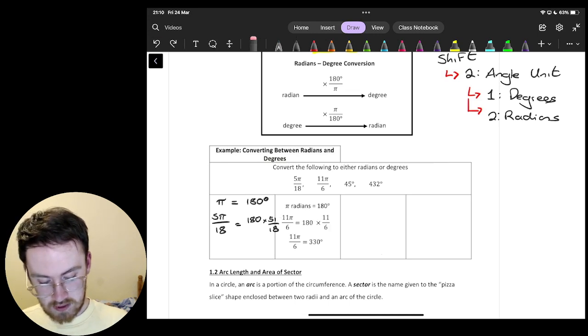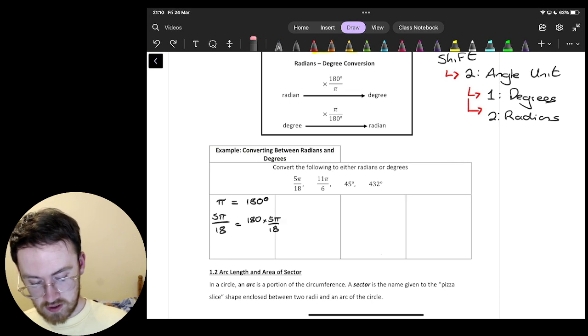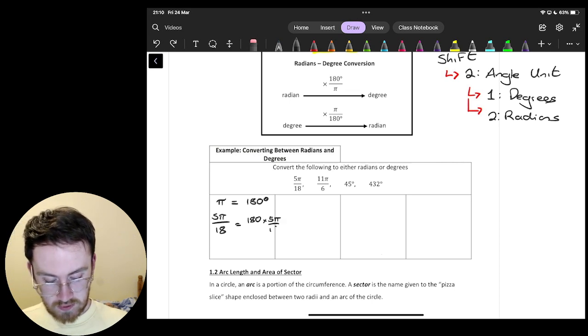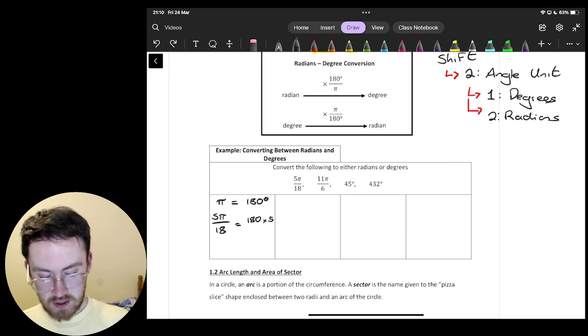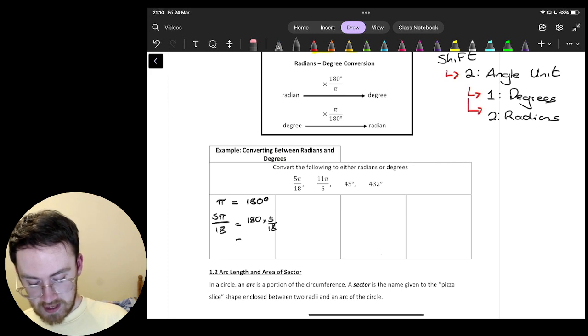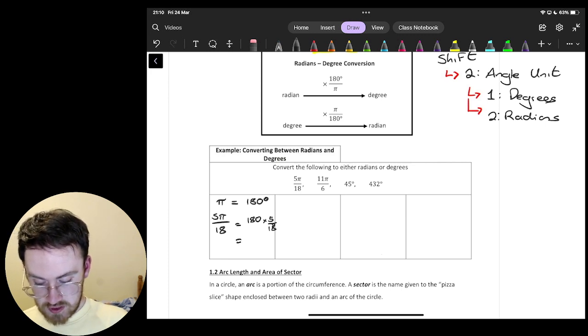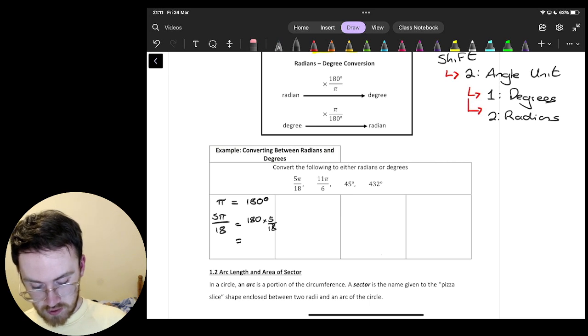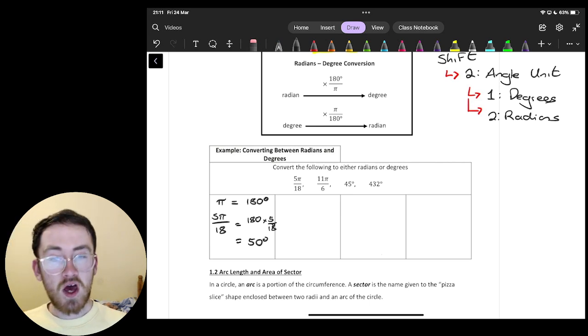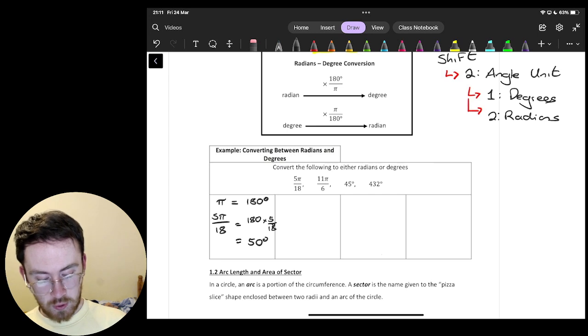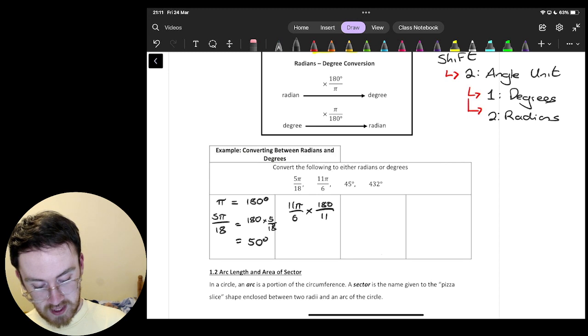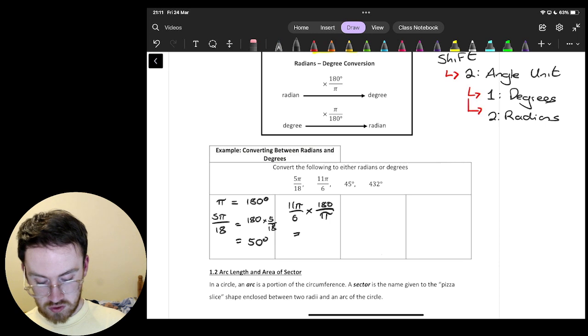Ooh, what's happened? Getting our answer a bit early there. So let's go back again. There we go. It's just 5 over 18. And working that one out for us, we get an answer of 50. So 50 degrees. Okay, we can use what we've said there. If I'm going from radians to degrees, I can multiply by 180 over pi. And what do I get here? Well, 11 over 6 multiplied by 180 gives me 330 degrees.